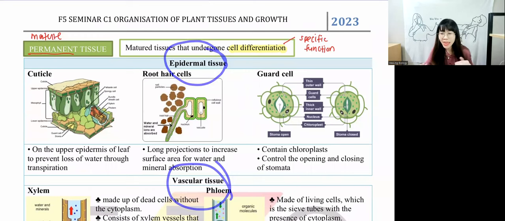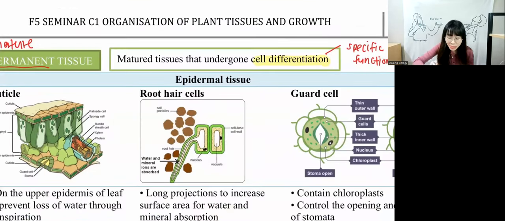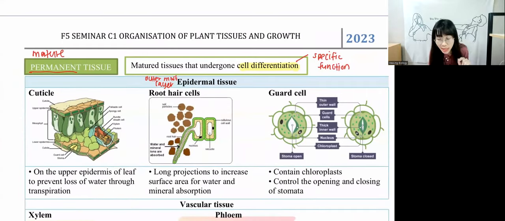What does epidermal mean? We can understand epidermal as the outermost layer. Outermost layer is called epidermal tissue. Epidermal tissue, we have three outermost layers. Example, we have cuticle. Cuticle means waxy layer. This waxy layer is to prevent excess water loss on the leaf itself.